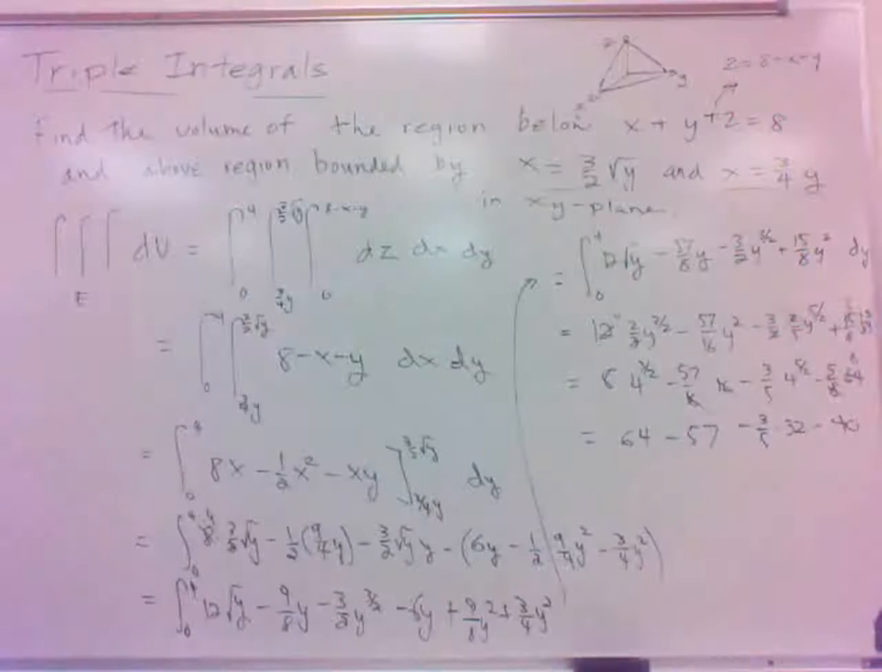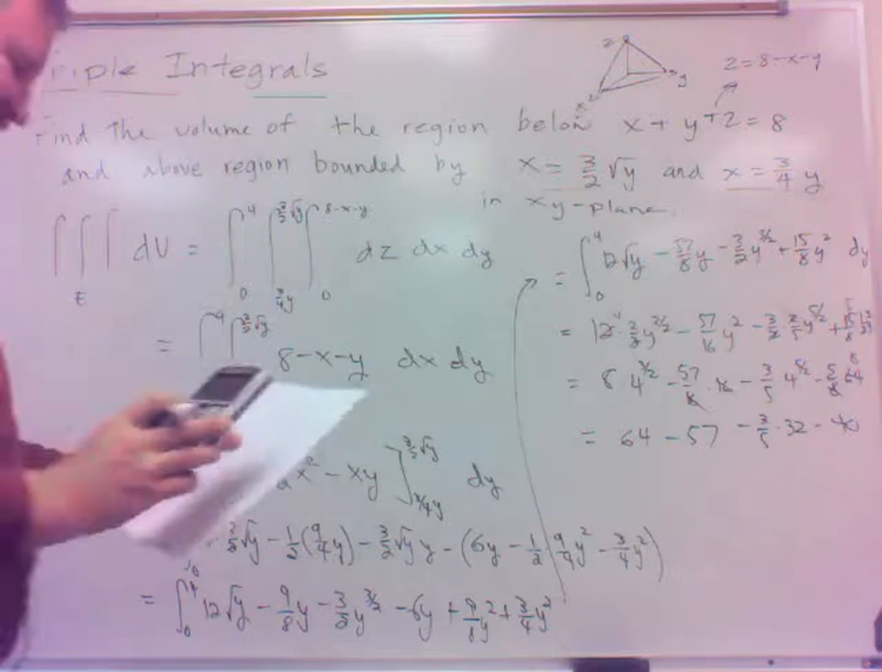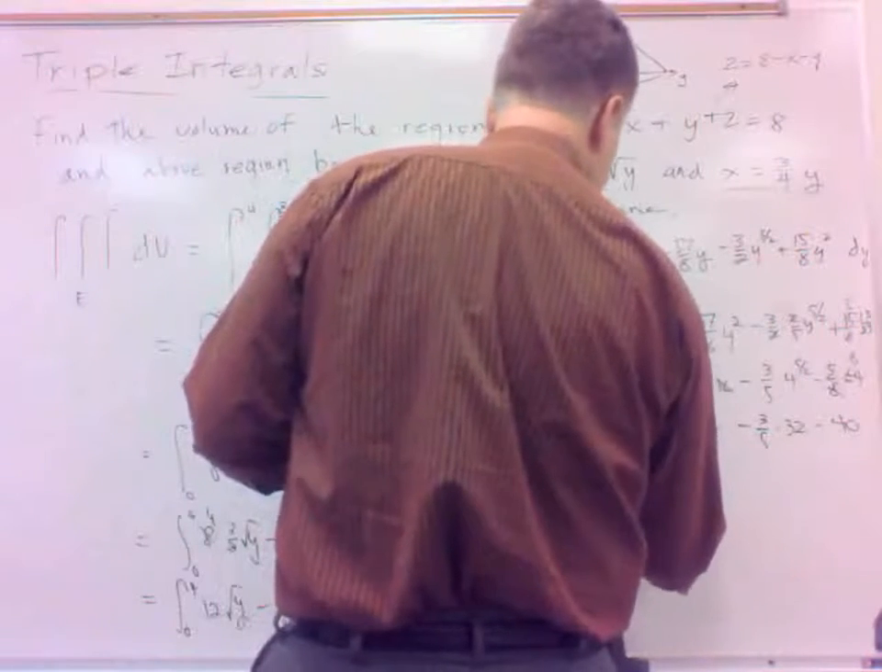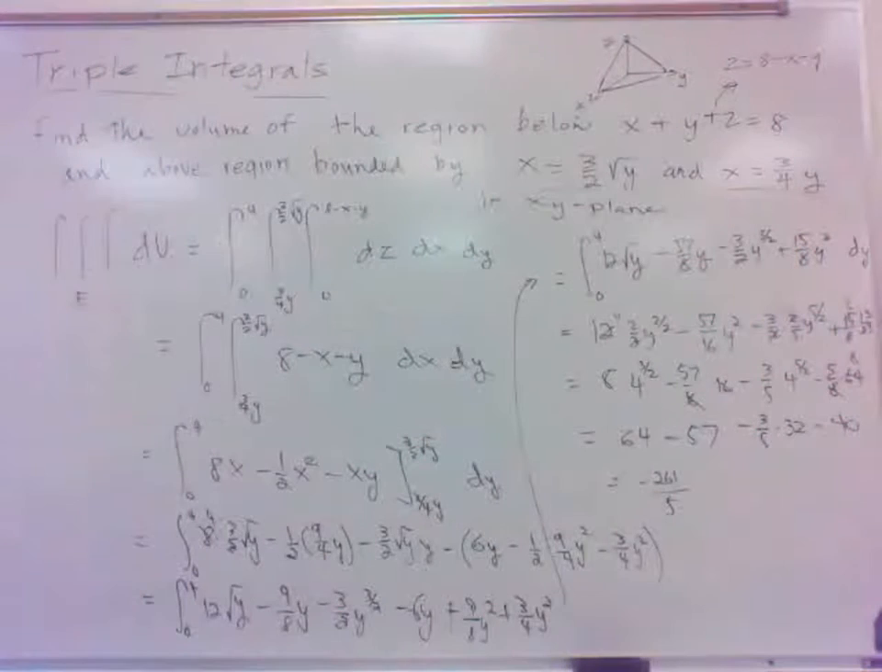All right. It's looking pretty good. So that's 7 minus 96/5 minus 40. Ooh. Must have something wrong. Didn't get what I thought. Minus 261 over 5, yeah. Shouldn't be negative. What'd we do?